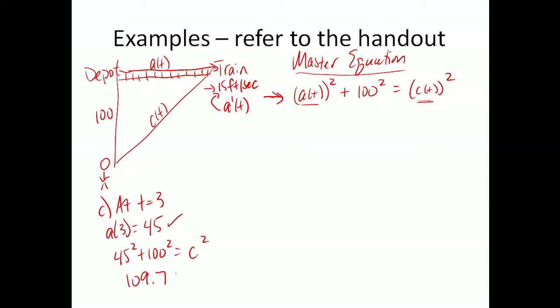I'll just round this. You get about 110. It's almost 110, but 109.7 feet. Okay, so all that's saying is that after 3 seconds, and in fact, it's not a terrible idea to draw yourself a mini version of the big picture. At time 3, that side's 100, because it's always 100. This side is 45, and this side would then be this 109.7. Okay? So this didn't use any calculus, right? This is just algebra, or at worst, pre-calc.